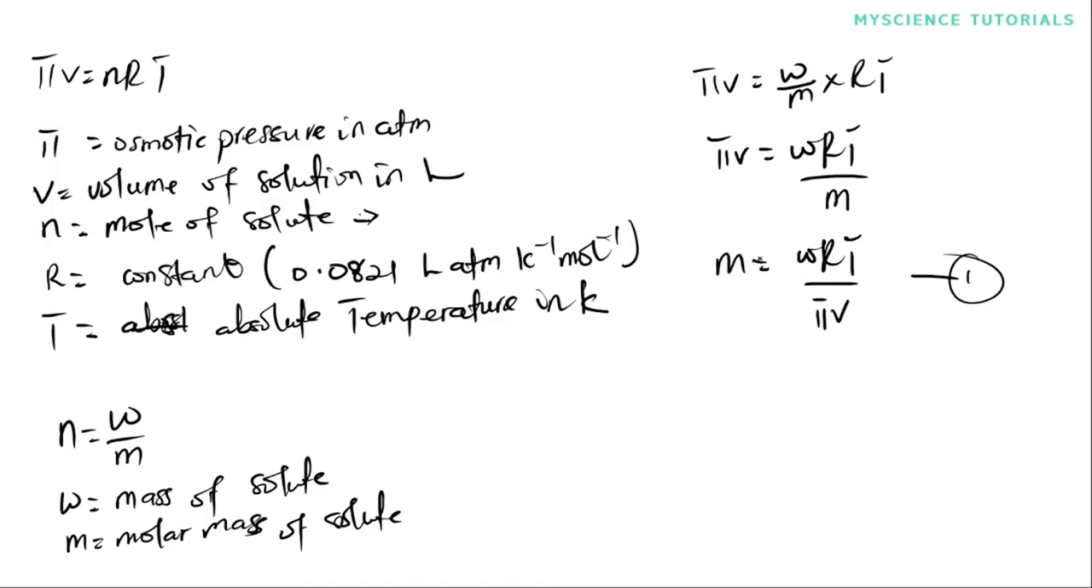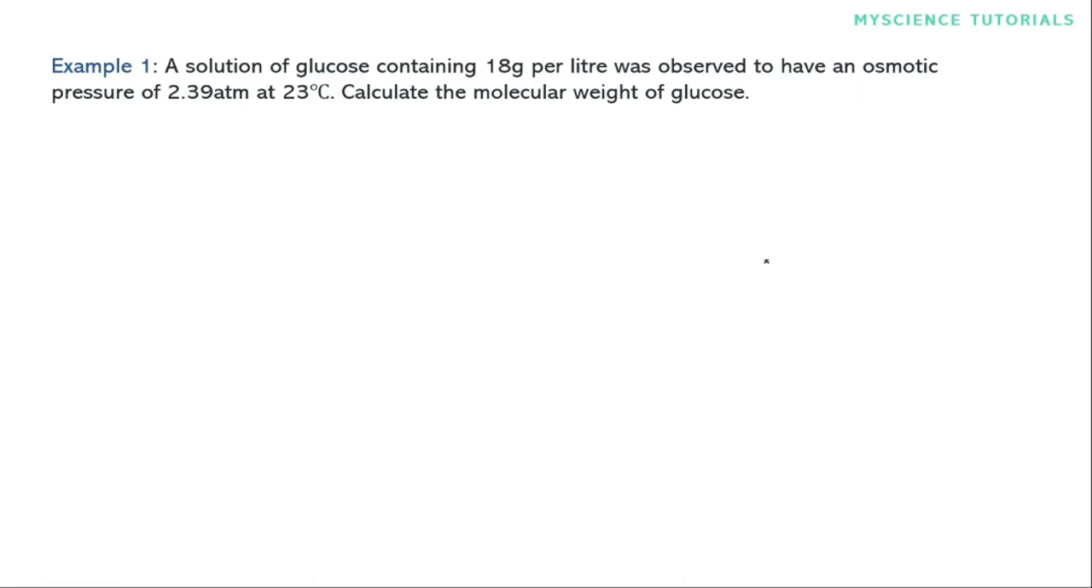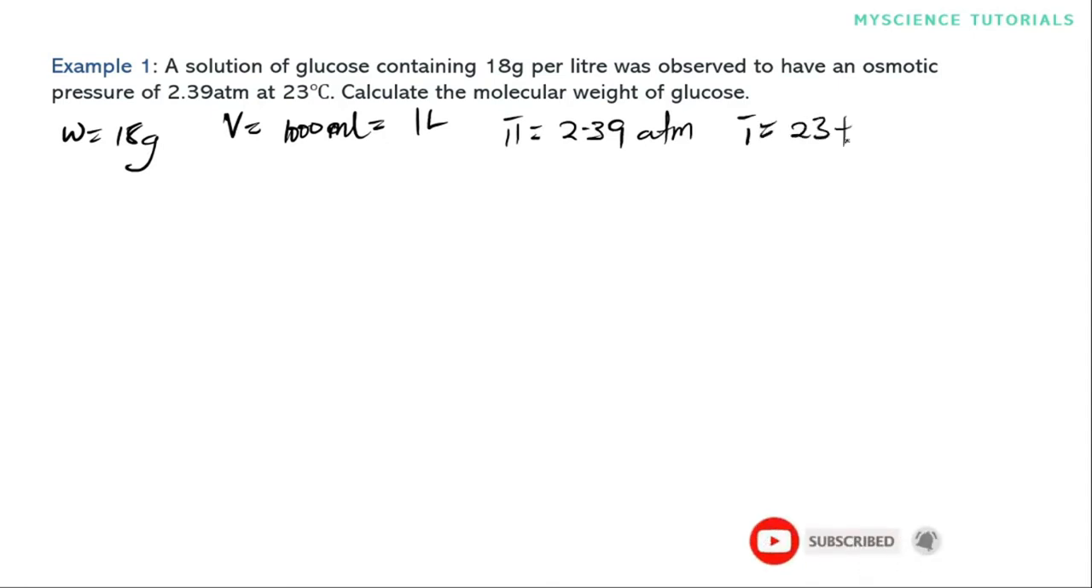So with this basic introduction, let's have a look at some examples. Example number one: a solution of glucose containing 18 grams per liter was observed to have an osmotic pressure of 2.39 atmosphere at 23 degrees Celsius. We have to calculate the molecular weight of glucose. So our mass, small w, is 18 grams per liter, which means our volume is 1000 milliliters, which is 1 liter, and our osmotic pressure pi is 2.39, and our temperature is 23 degrees Celsius, so we add 273 to get it in Kelvin, which gives 296 Kelvin.